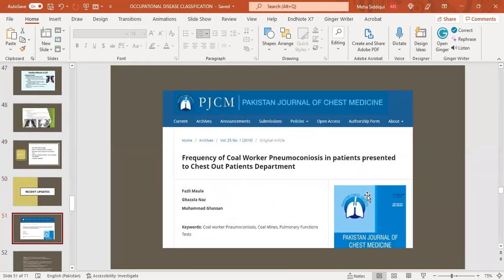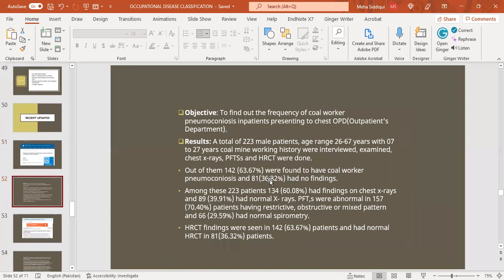First, this is the article published in PJCM. This was the research done in Pakistan in district Bannu: frequency of coal worker pneumoconiosis in patients presented to chest outpatients department. The objective of this study was to find out the frequency of coal workers pneumoconiosis in patients presenting to chest OPD.